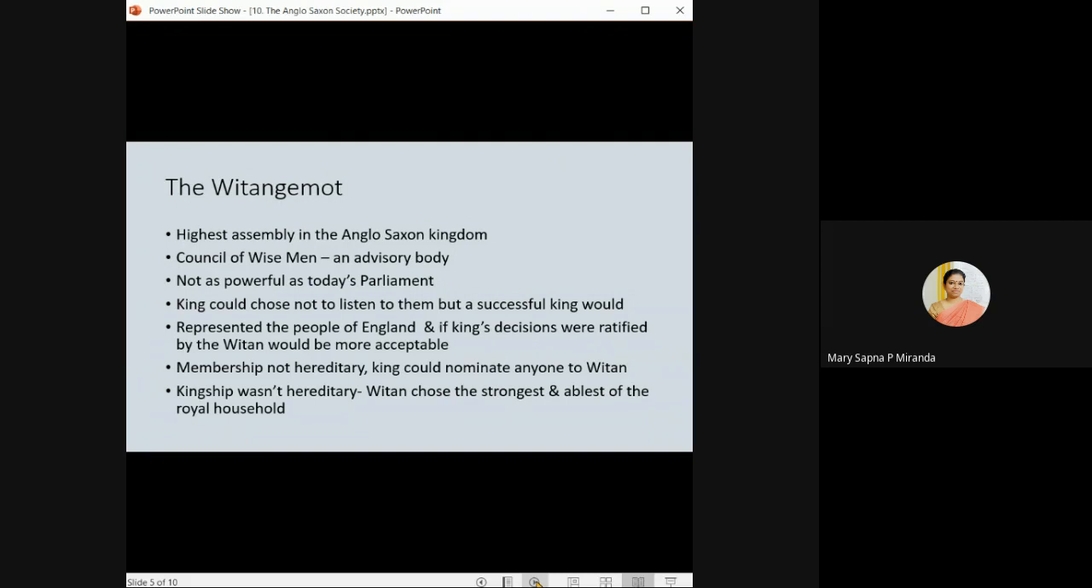And membership to the Vitan was not hereditary. The king could nominate anyone to the Vitan. In the same way, kingship was also not hereditary. Please remember that kingship was not hereditary. The Vitan chose the strongest and the ablest of the royal household. So there was nothing like heredity. It's only later that we find some kings making their sons the next ruler. Like that, it became a kind of tradition, a custom, wherein it became hereditary. But initially, kingship was not at all hereditary. So the crown would go to the strongest and the ablest of the royal household.